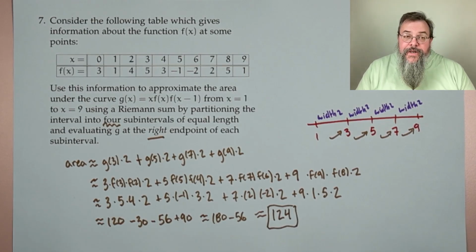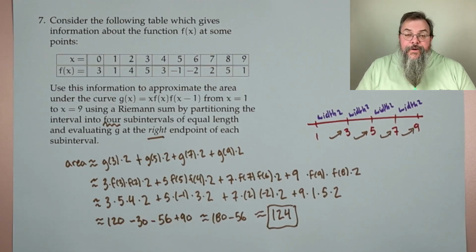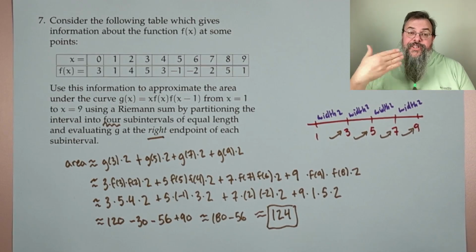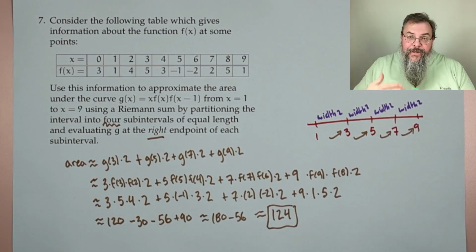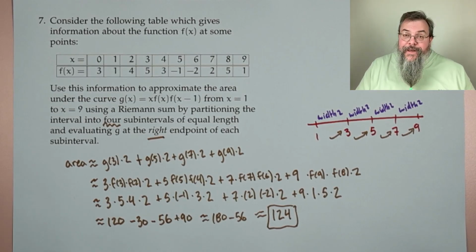What a number. And is it right? Who knows? It's an estimate. We don't know what the function does, but we know what the procedure tells us to do. And we followed the procedure correctly. And so, yeah, we're pretty happy with the answer. All right, good, good.